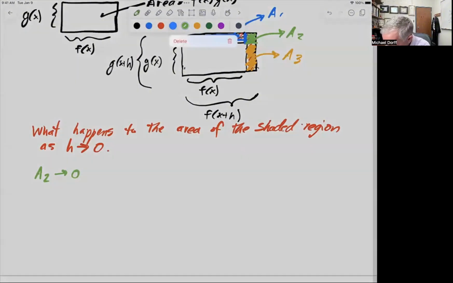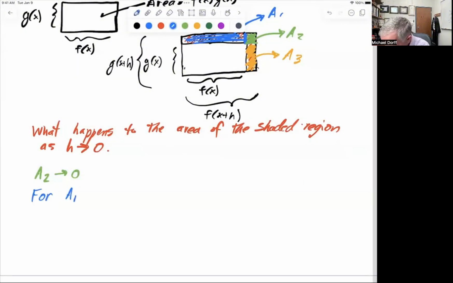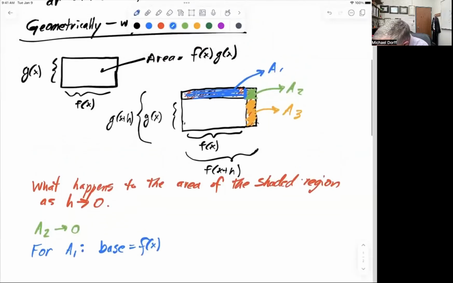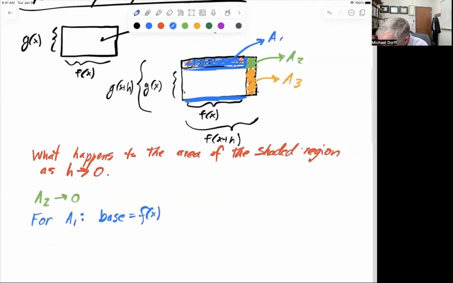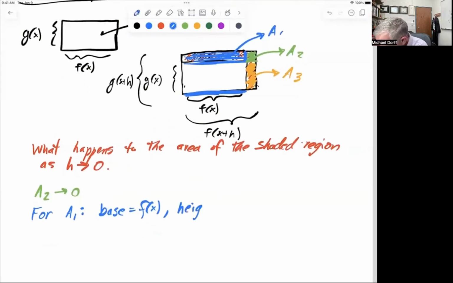What about the blue region? All right, so for area 1, we've got a rectangle, and it's going to have a base of f of x. So that's the base there. That's equal to this blue part here. All right, and we're going to have a height. And what is that height there? Well, that's a little bit harder to figure out. See, I'll draw that in purple.